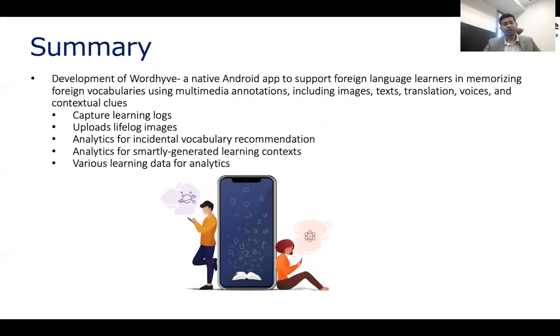So let me summarize my talk. In this paper, we basically added a new feature to the Wordhyve language learning app. The new feature is a new recommendation panel. In this new recommendation panel, the app recommends incidental vocabulary and also smartly generated learning contexts. And in this app, we also use different kinds of learning data for building the analytics.